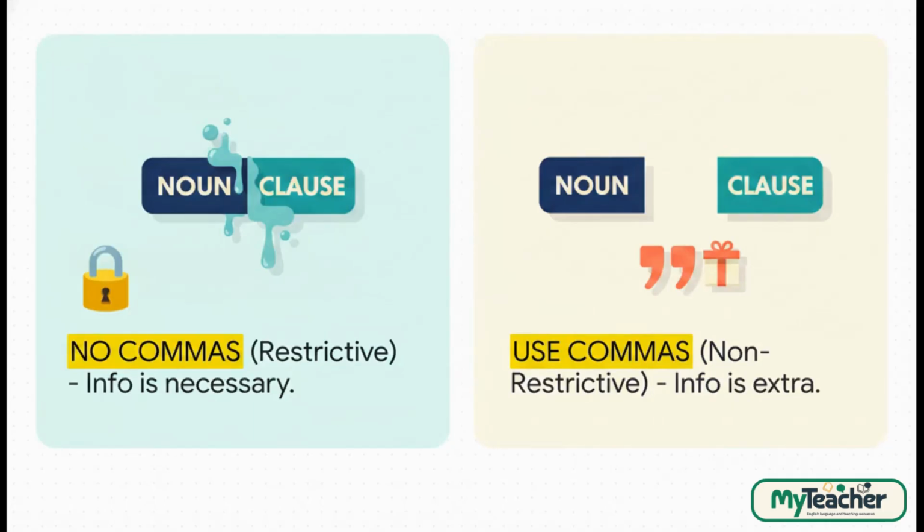And this brilliantly illustrates the core difference. If the information is necessary, no commas. The noun and the clause are superglued together. But if the information is just an extra detail, use commas. The clause is just politely sitting next to the noun, separated by punctuation. Visualizing this contrast is absolutely your secret weapon here.